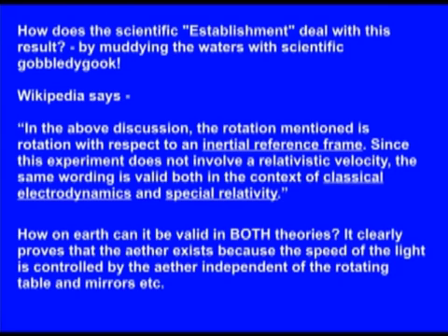How does the scientific establishment deal with this result? By muddying the waters with scientific gobbledygook. Wikipedia says, "In the above discussion, the rotation mentioned is a rotation with respect to an inertial reference frame. Since this experiment does not involve a relativistic velocity, the same wording is valid both in the context of classical electrodynamics and special relativity." How on earth can it be valid in both theories? It clearly proves that the ether exists because the speed of the light is controlled by the ether, independent of the rotating table and mirrors.